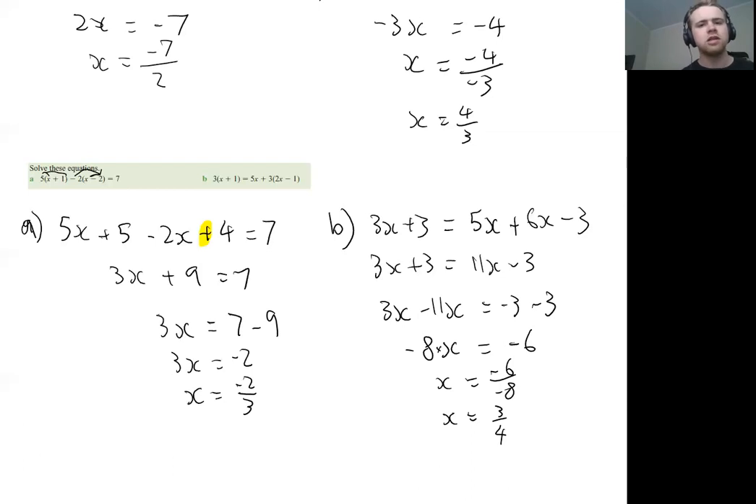Okay, so good luck with these ones. Remember, just break it down step by step, and then you'll get there. It looks like a lot of work, but you've only got to do one step at a time. And if you do one step after one step, eventually you'll get to the end.